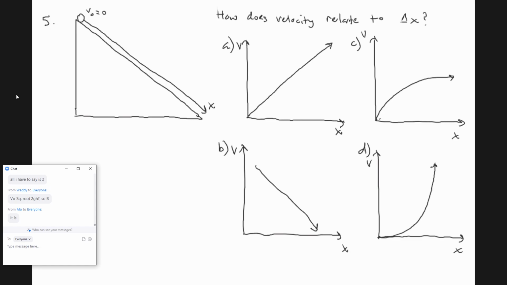Why D? We're assuming the incline goes on forever, then we can assume velocity increases forever. So as X increases, as we displace the ball further, velocity is going to keep increasing because it's subject to gravity. Yeah, we never reached the end.